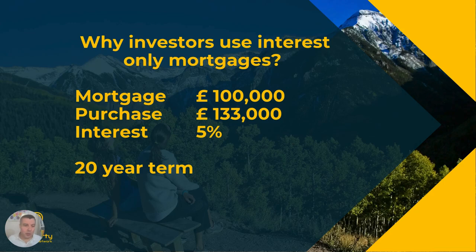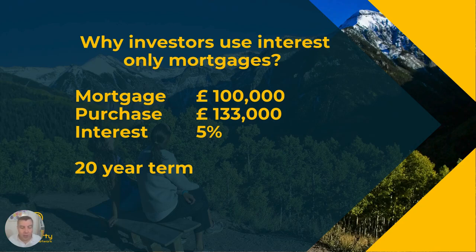So let's jump in. Now, one of the things we're going to do is talk through an example. These are the numbers we are going to use as we go through this example. We're going to be talking about a mortgage of £100,000. It just makes the maths easy for me. We're going to be talking about a purchase, which obviously equates to a purchase of £133,000, and we're going to use an interest rate of 5%, which is roughly where the market is at the moment. Now, we're going to use a 20-year term. Obviously, you get shorter terms, you get longer terms, but the bulk of products in the mortgage market are around a 20-year term.